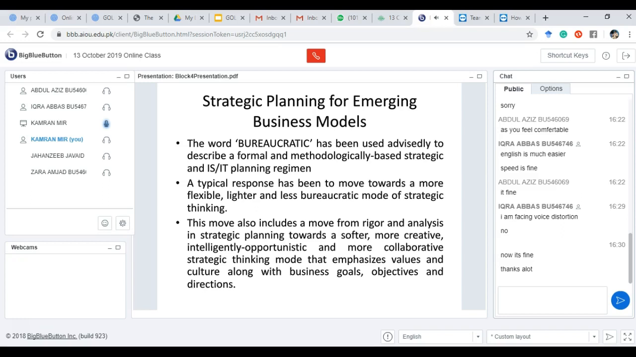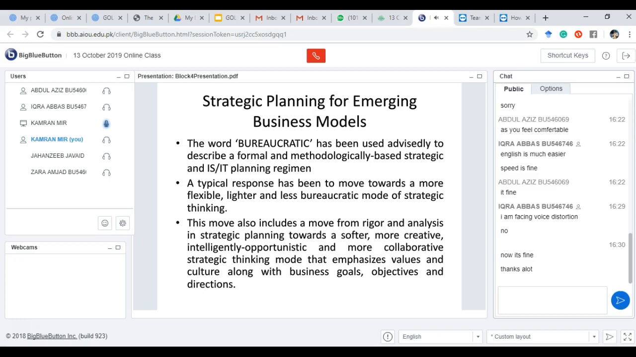And strategic planning for emerging business models. The word bureaucratic has been used advisedly to describe a formal and methodologically based strategic and IT planning regime. A typical response has been to move towards a more flexible, lighter, and less bureaucratic model of strategic thinking. This move also includes a move from rigor and analysis in strategic planning towards a softer, more creative, intelligently opportunistic, and more collaborative strategic thinking mode that emphasizes values and culture along with the business goals, objectives, and directions.